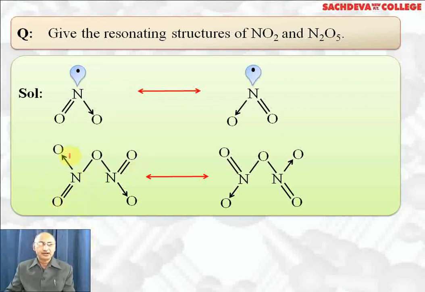Here we have double bond, here coordinate bond, here double bond and here coordinate bond. And these double bond and coordinate bond interchange their position in the resonating structure, and these double bond and coordinate bond interchange their position in the resonating structure. These 4 bonds have equal bond length due to resonance and N2O5 is colorless and it is anhydride of nitric acid. It is most acidic oxide among oxides of nitrogen.